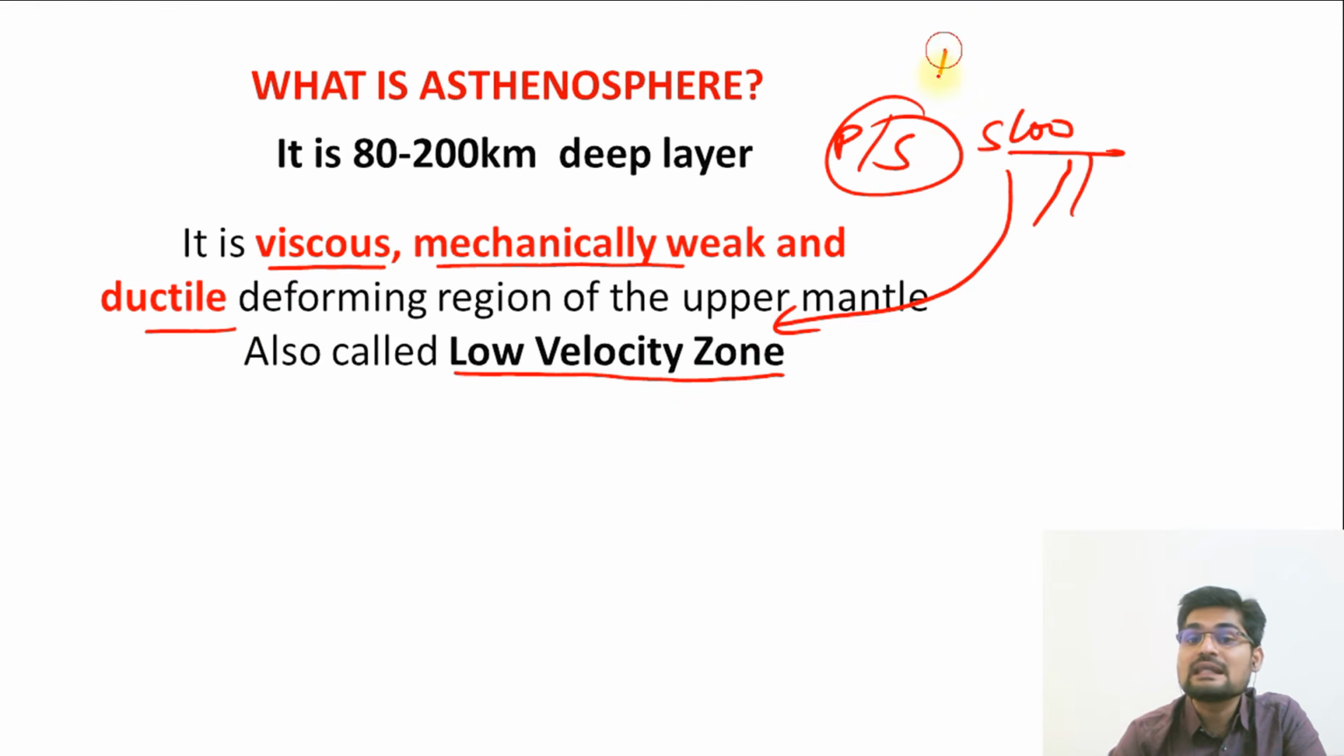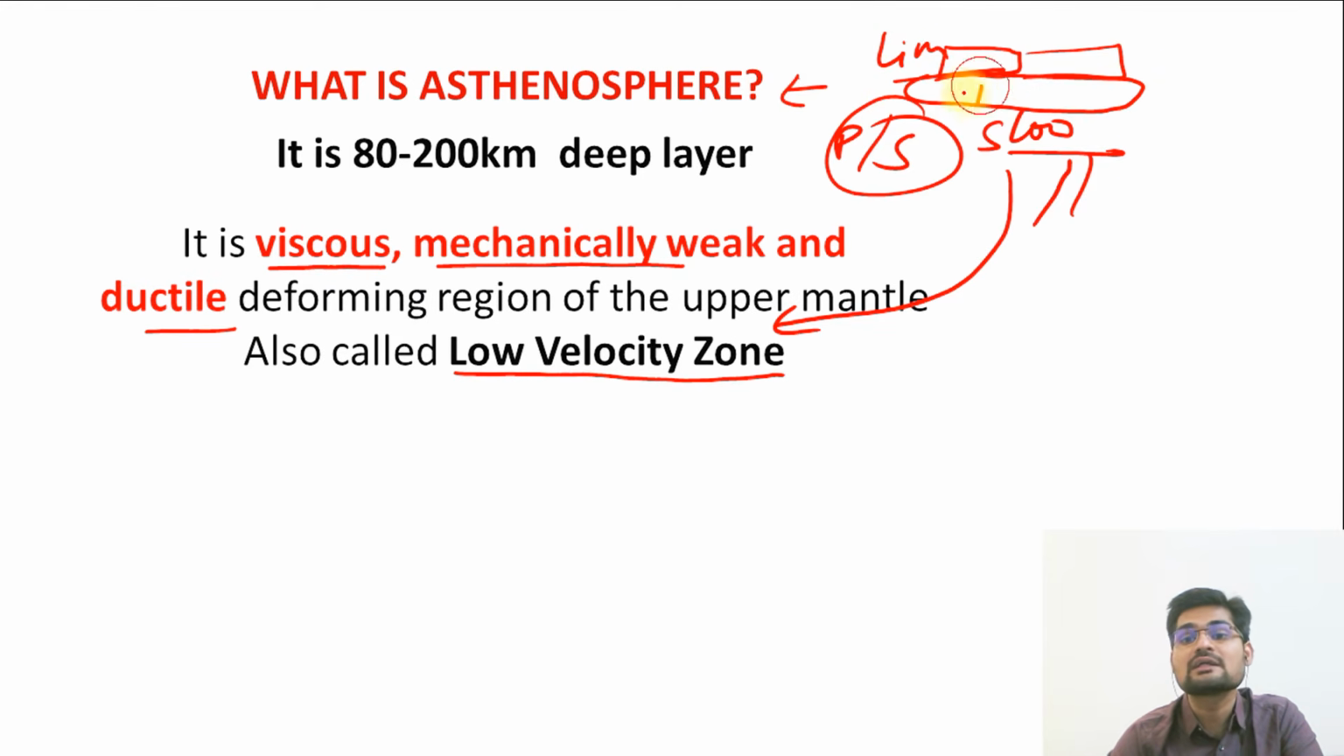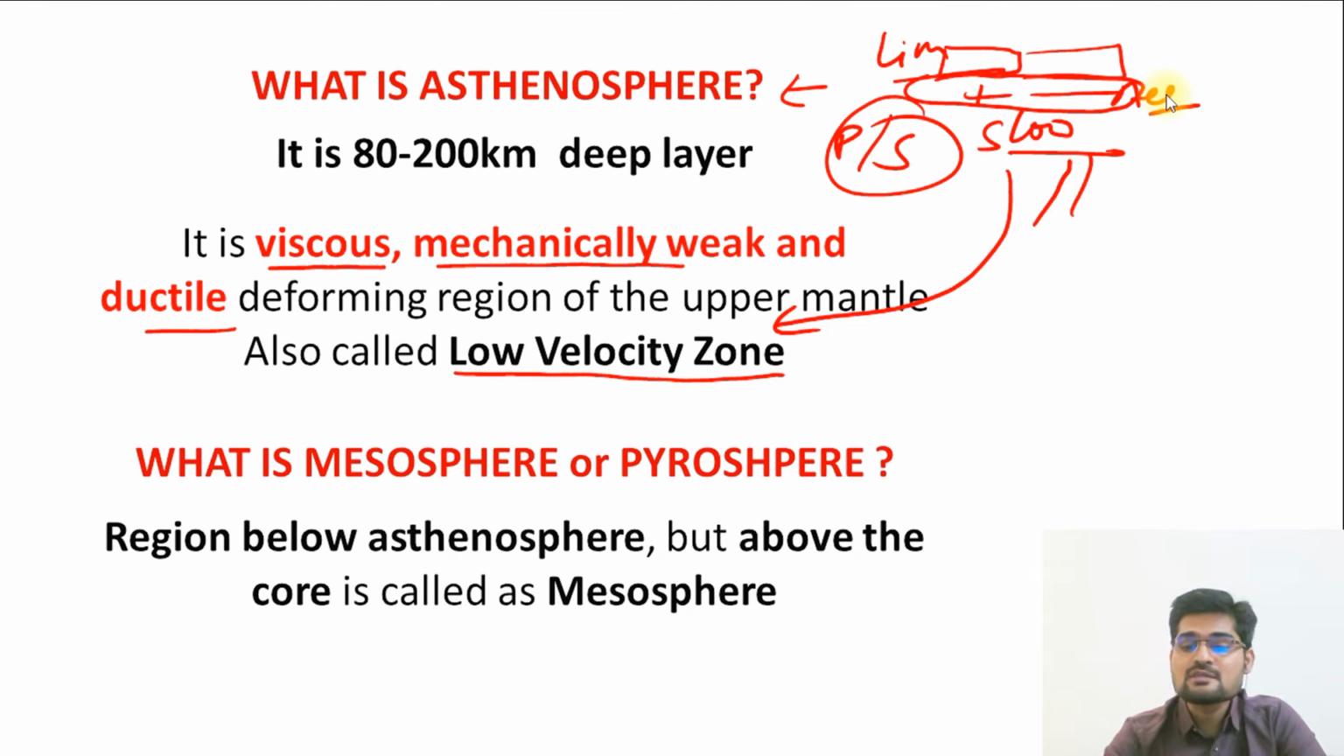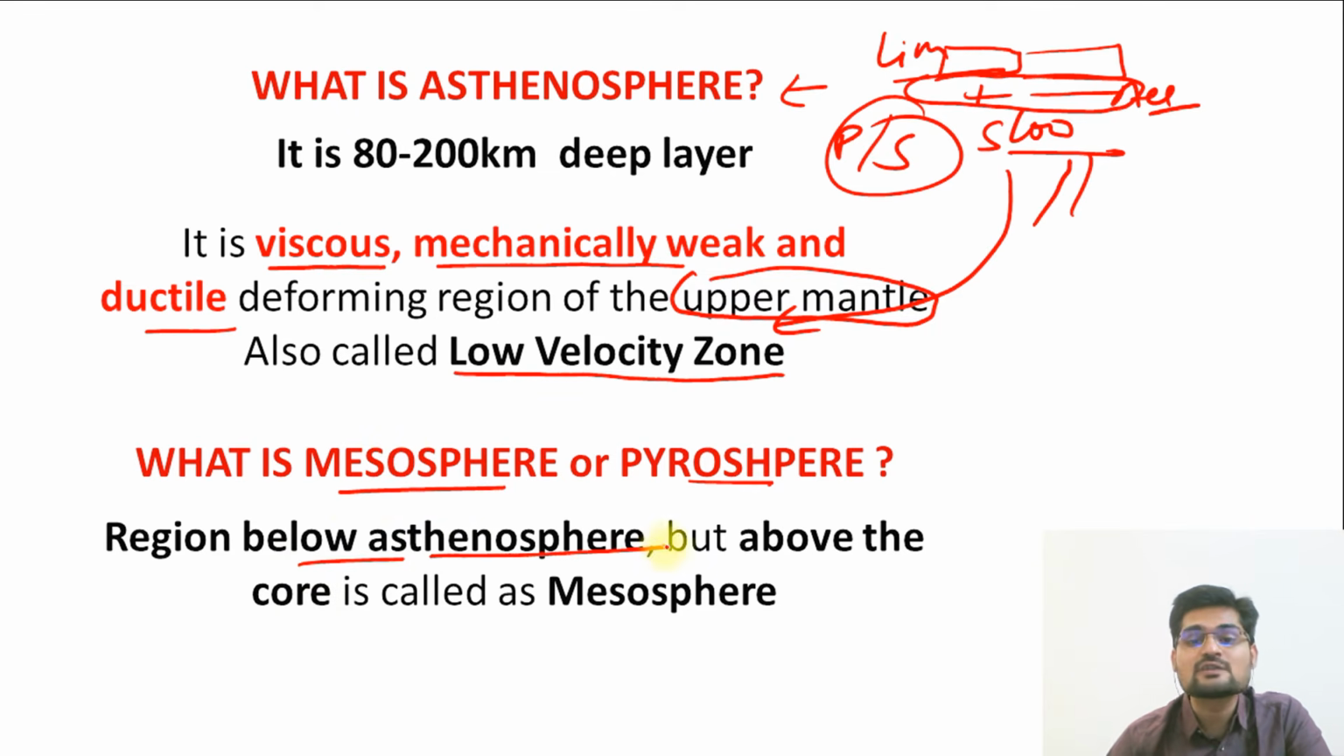And remember, for plate tectonics, the plate movement, this layer is important because the lithosphere plates move or glide on this particular layer, the asthenosphere. Now, what is the mesosphere or pyrosphere? These are two other terminologies that we should remember. It is the region below the asthenosphere. As we remember, the asthenosphere is part of the upper mantle, just beneath the crust. The mesosphere or pyrosphere is the region below the asthenosphere but above the core. So basically that is the entire mantle, leaving out the asthenosphere part of the upper mantle.